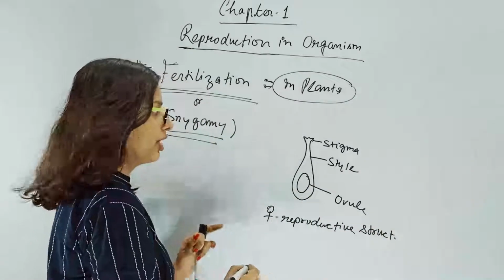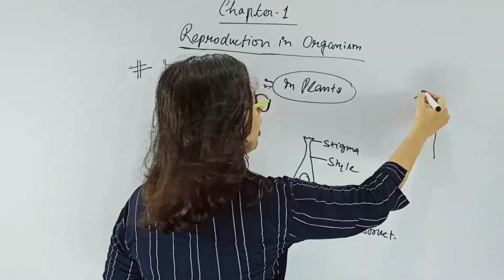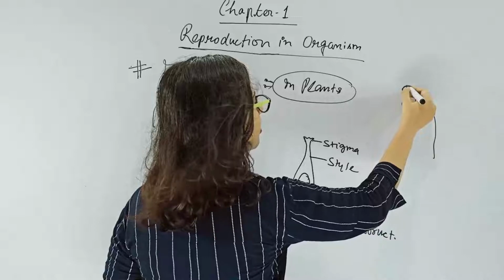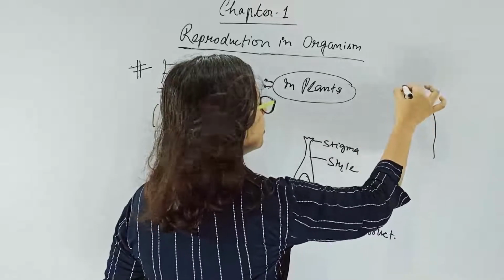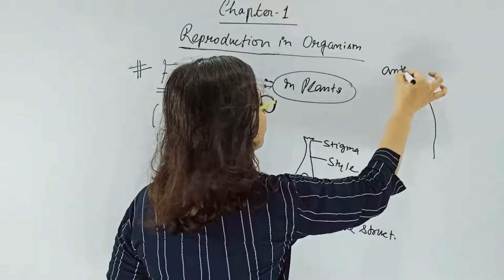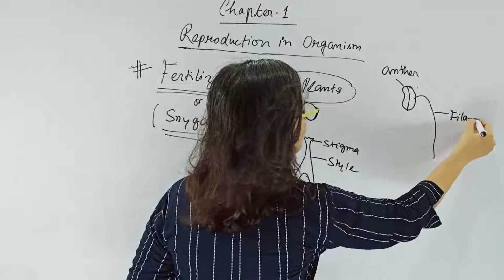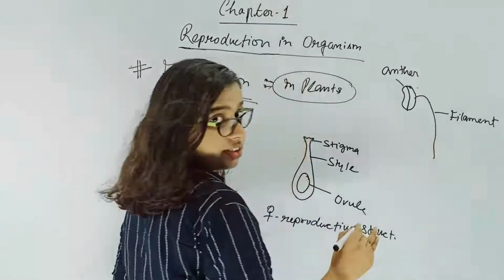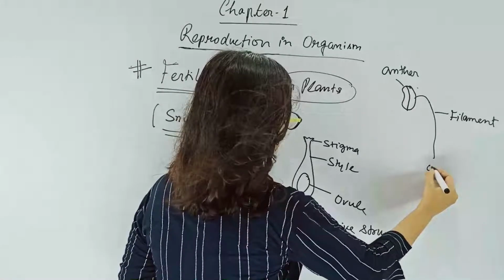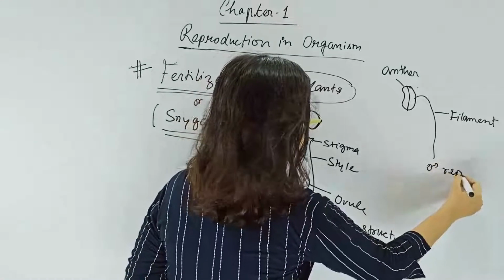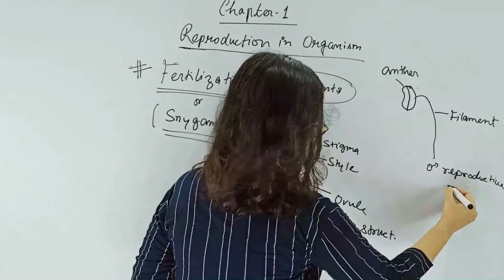This is the female reproductive structure. Same way, there will be a male reproductive structure. So this is the anther and this is the filament. Anther and the filament. This is the male reproductive structure in case of angiosperms.